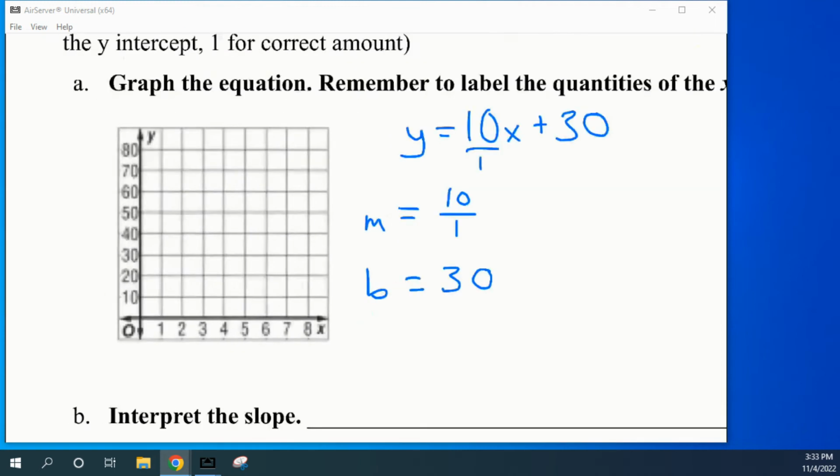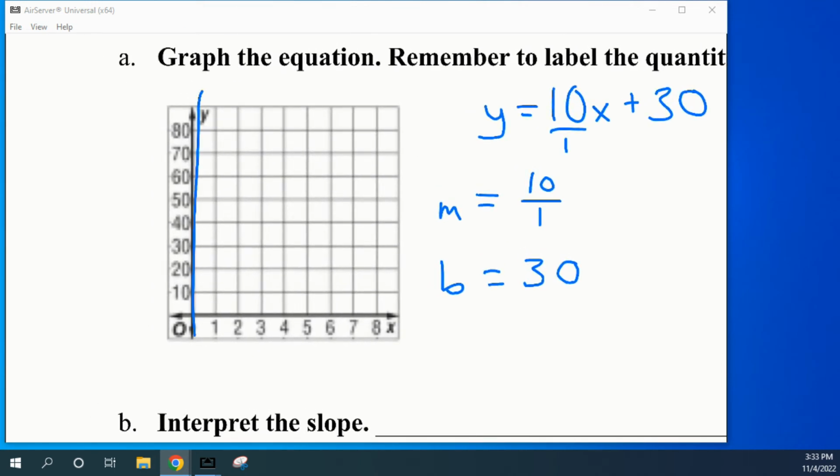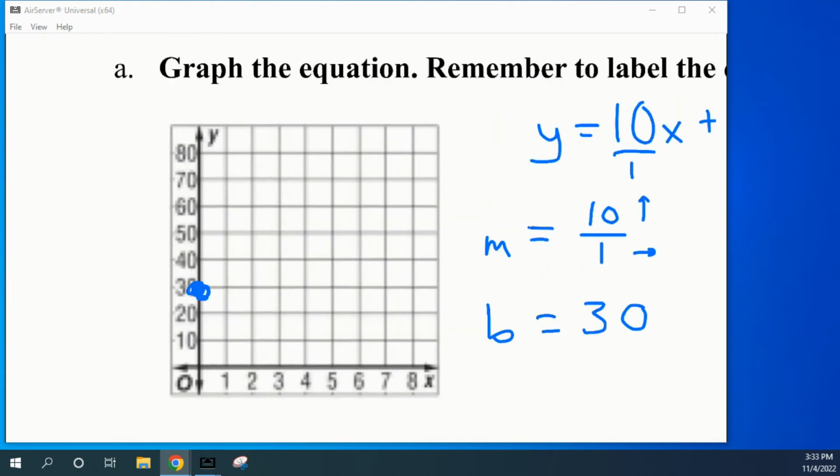The y-intercept is always on the y-axis, which is the vertical line here. Y-intercept is at 30. From there, we will use our slope, meaning we're going to go up 10 and right 1. Still lagging. Our y-axis is actually counting by 10, so what it's going to look like is going up 1 square and then going right 1, because our x's are 1. So you can take that, draw your line.